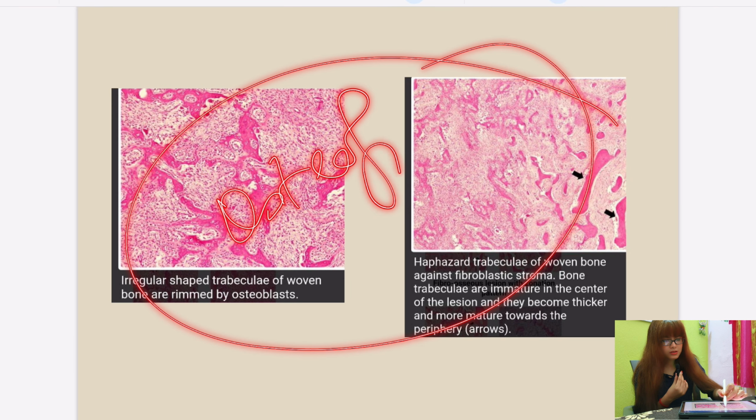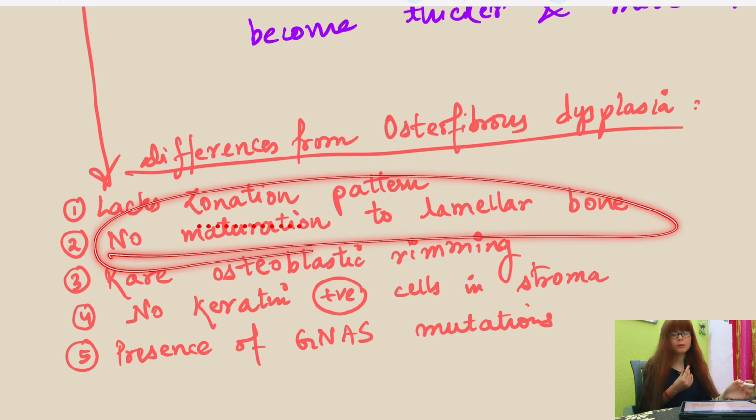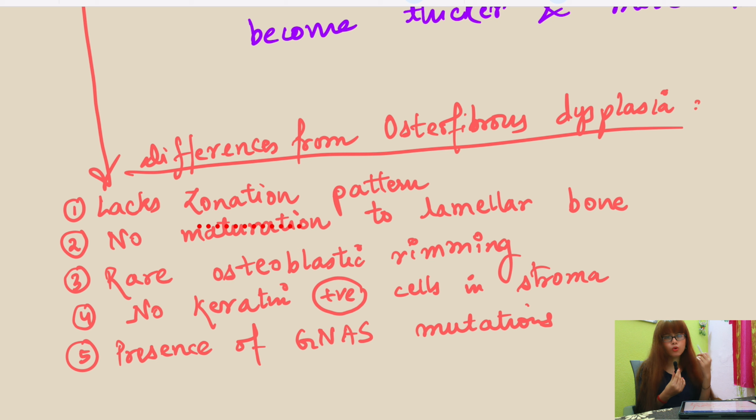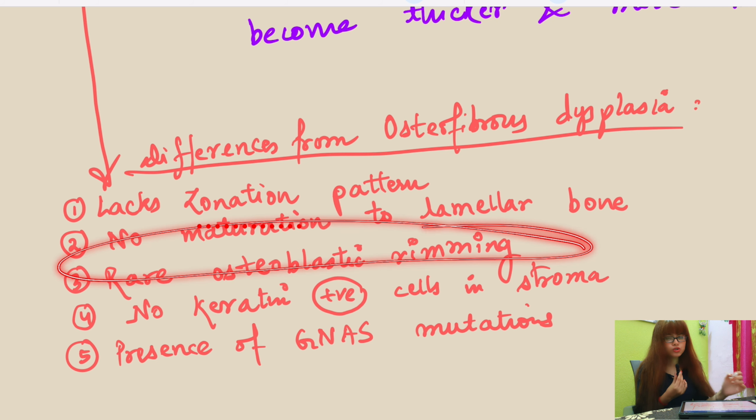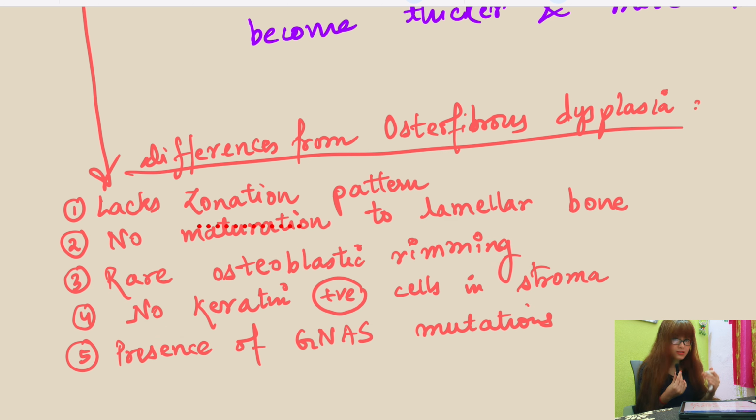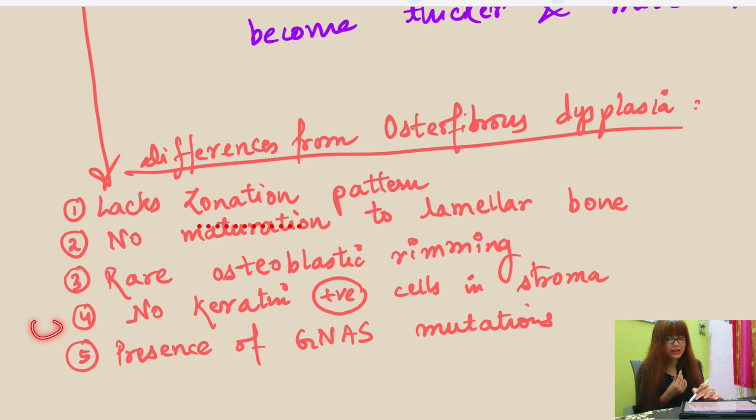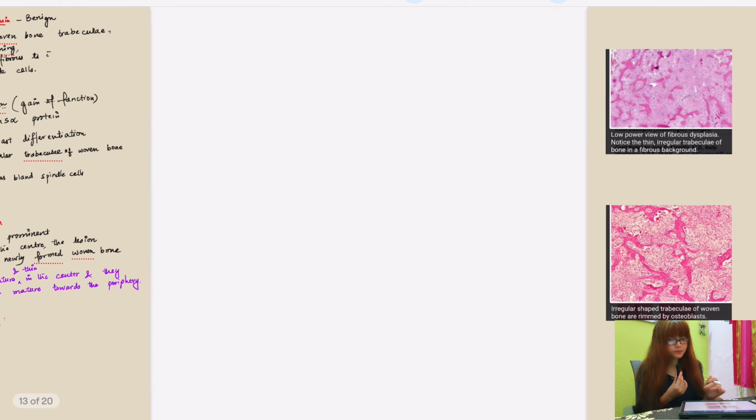So what are the differences of fibrous dysplasia from osteofibrous dysplasia? Number one, fibrous dysplasia does not have a zonation pattern. There is no maturation to lamellar bone. The fibrous dysplasia bone is always woven. It will never transform to lamellar bone. Okay, and there is no osteoblastic rimming. There are no keratin positive cells in the stroma. In osteofibrous dysplasia, there may be some keratin positive cells as well. And the presence of GNAS mutations is very important in fibrous dysplasia and not in osteofibrous dysplasia.